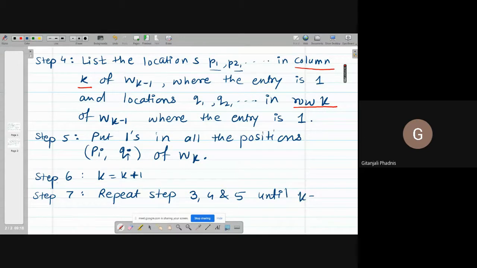You are starting K from 1. So you will do this for the first column, first row. Once you complete step 5, you have to increase the value of K. That means you will look at the second column and second row. Then you repeat the procedure, steps 3, 4, 5. Again increase the value of K, and you have to do this until you finish with all rows and columns. Is that clear? Yes, ma'am.